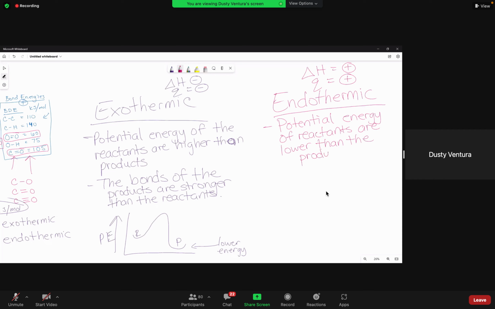So in chemistry, high energy is bad. That's not what the energy of the universe wants. The energy of the universe wants to be low, in the lowest state possible. And what this means for bonds is the opposite thing. The bonds of the reactants are now stronger than the bonds of the products. And if you want to make a weaker species, you need to add energy into the system.